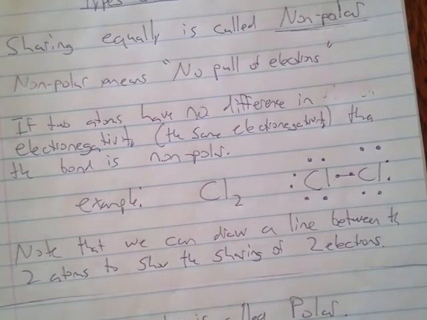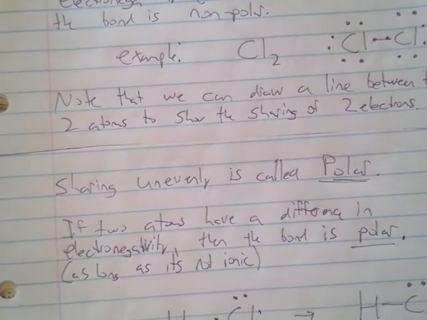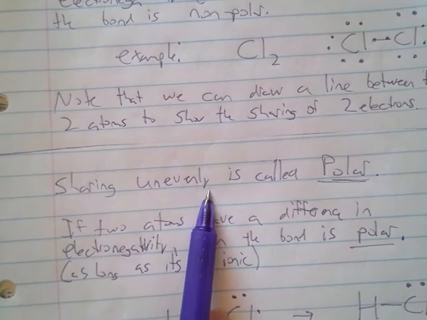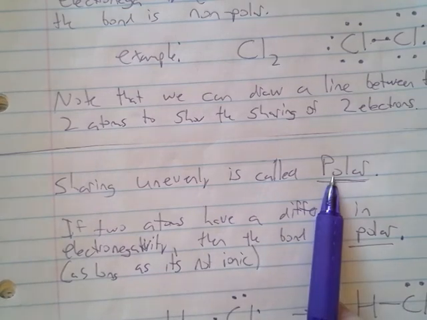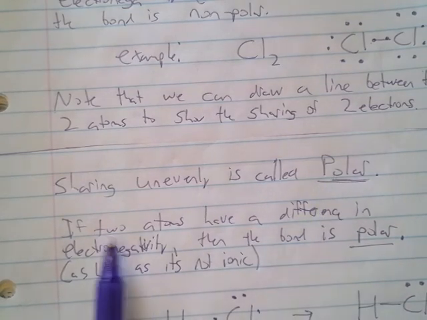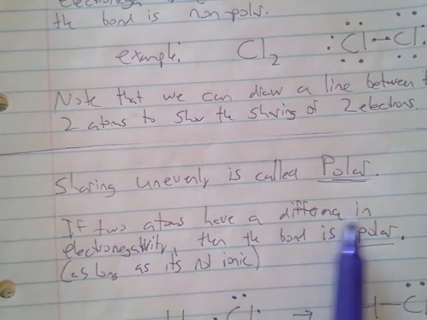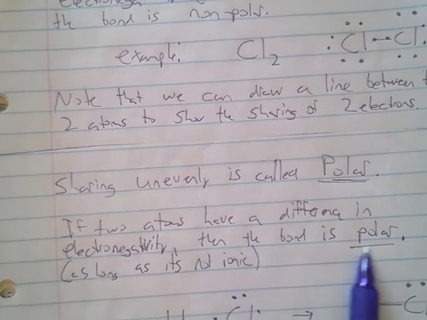Now, what if the two atoms that are sharing electrons do not have the same electronegativity? That would mean that they're sharing unevenly. And that would be a polar covalent bond, not nonpolar. And again, if the two atoms have a difference in electronegativity, then the bond is polar.